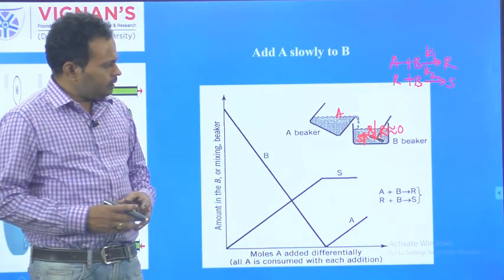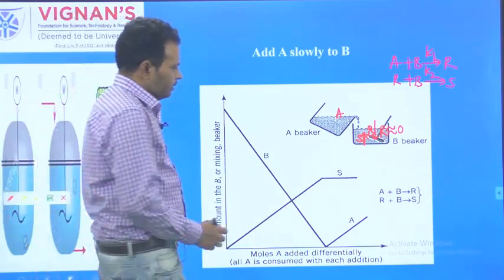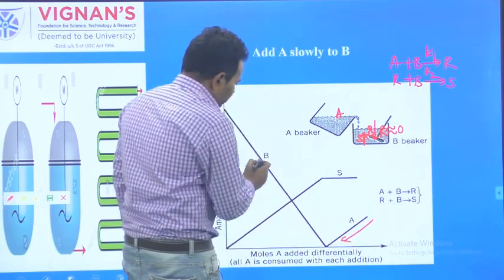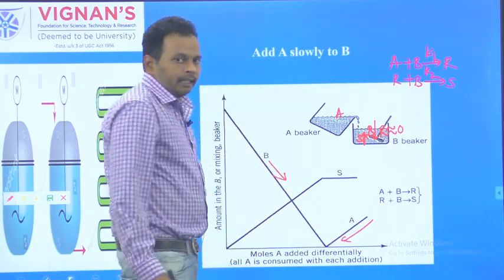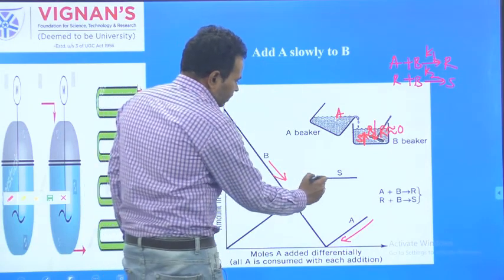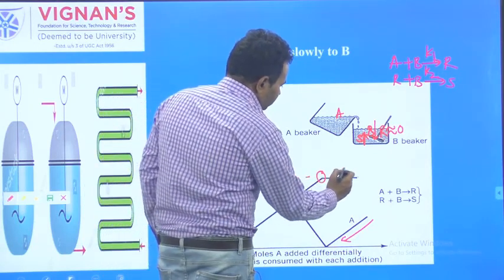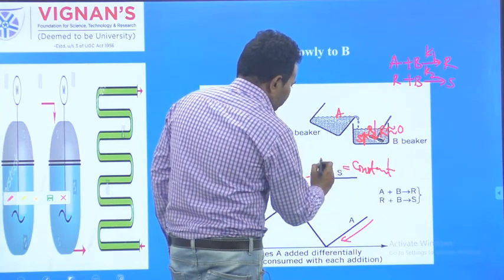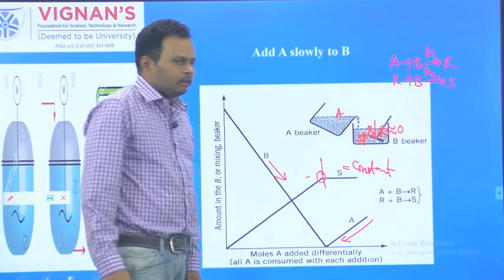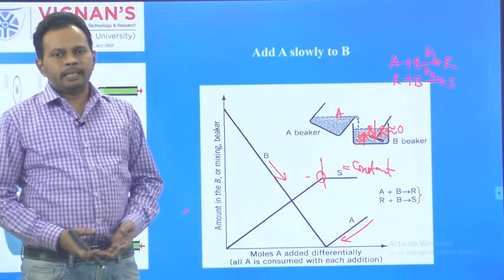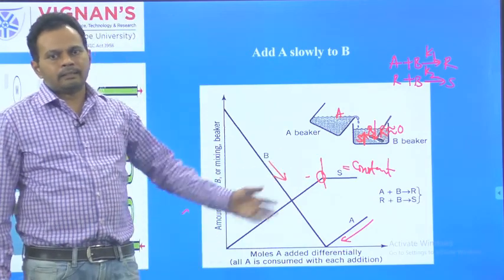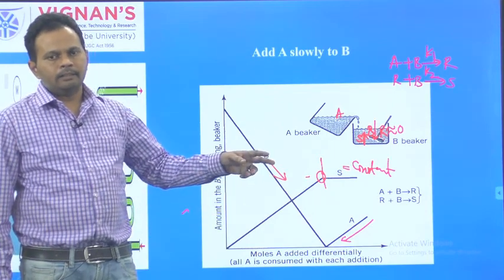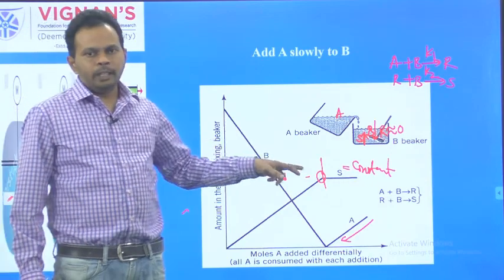Here the concentration of A is what we are adding, and the concentration of B decreases, and the concentration of S increases up to a certain point, and from this point onwards it maintains constant. Why is this constant? Whenever the exhaustion of B takes place, S becomes constant. There is no further B to react with A or with R to produce S.